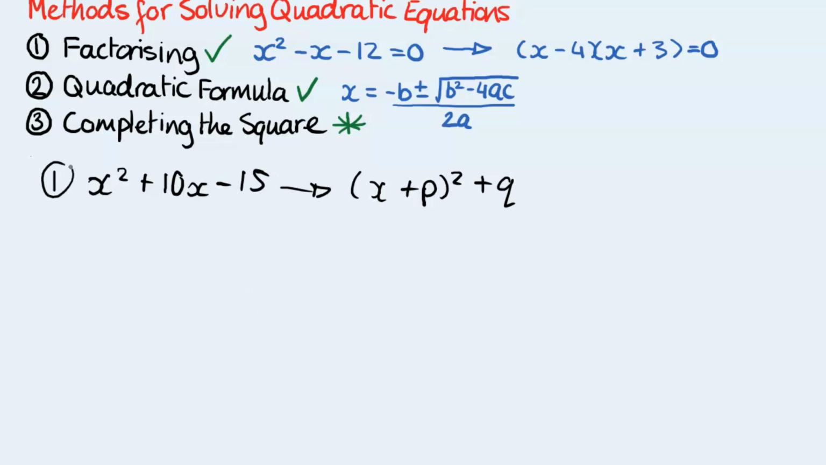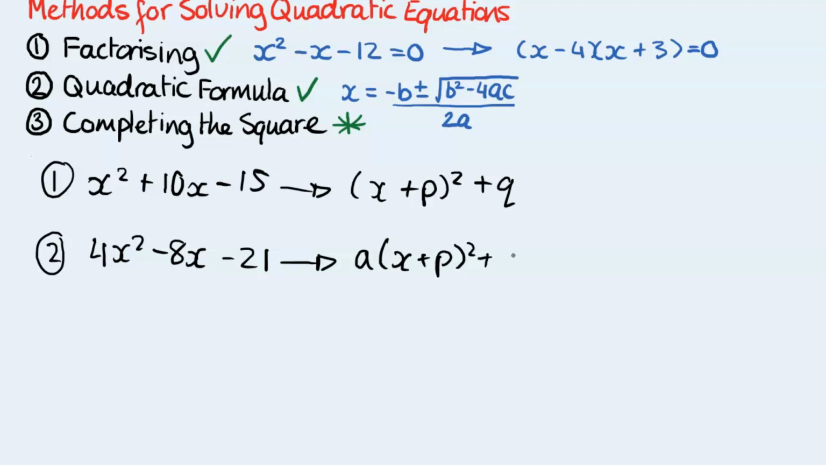So that's the first type of question that you could be hit with, when you don't have a number in front of the x squared term. So the second type of question that you could get is something like this. We can have 4x squared minus 8x minus 21, right? And we want to complete the square and write it in this form of a(x plus p) all squared plus q. Okay, so this is where we have a number in front of the x squared term. It's a tad more awkward to deal with, but I'll show you exactly how to do these types of questions.